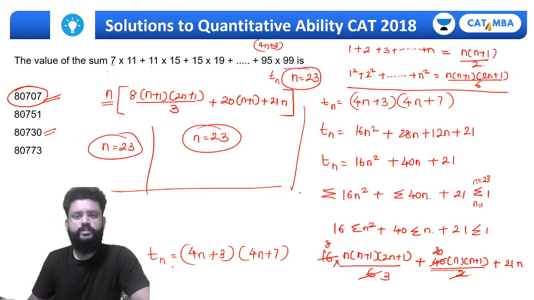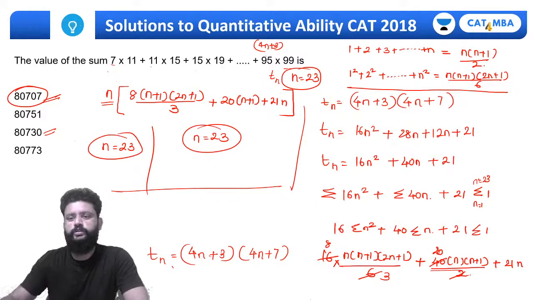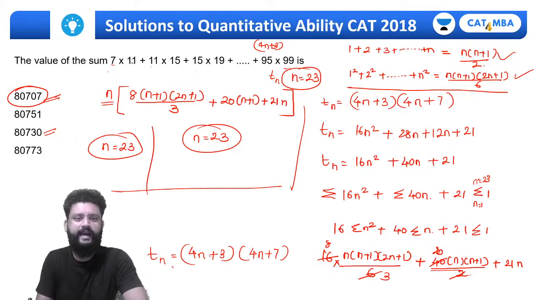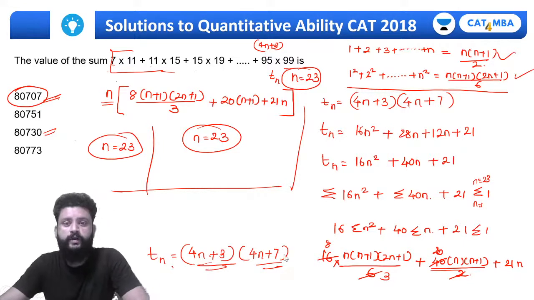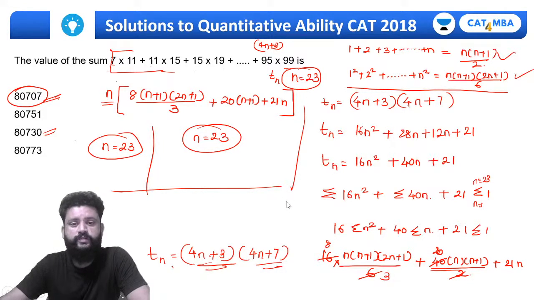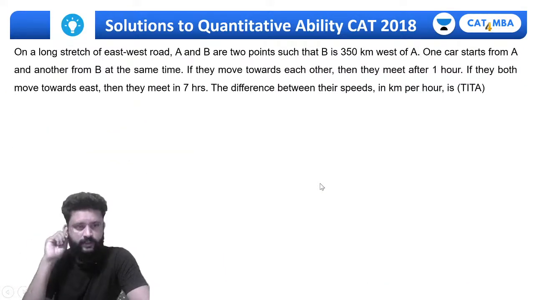A bit lengthy question, but definitely if you know this formula, this one is easy. And first of all, you need to identify the nth term. The nth term here is 4n plus 3 into 4n plus 7. Then only you will be able to proceed further. So let's go for the next one.